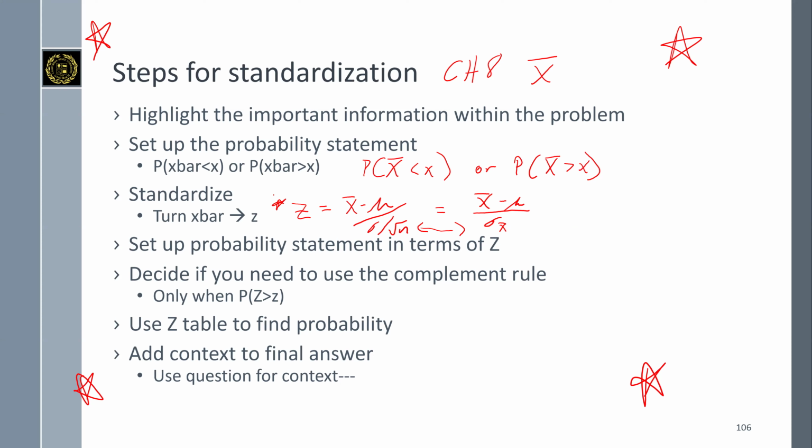After you get past the standardization step and you set up the probability in terms of z, it's all the same stuff. The only thing changing is setting up the probability statement and standardizing. That's the only thing. Everything else remains the same.